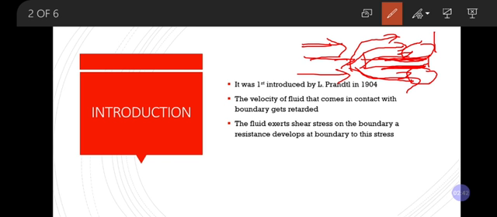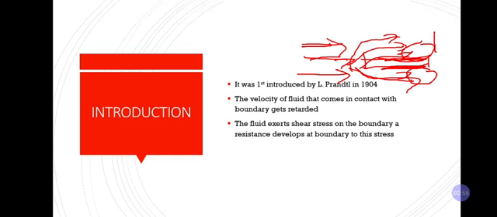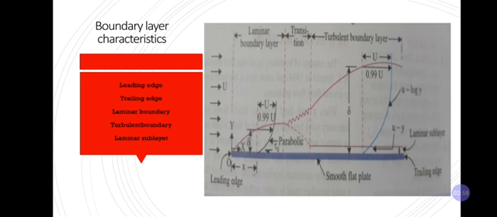Here the fluid exerts shear stress on the boundary, and the boundary exerts an equal and opposite force on the fluid, which is called the shear resistance. Let us see certain boundary layer characteristics.